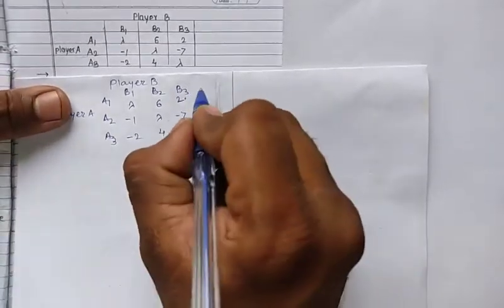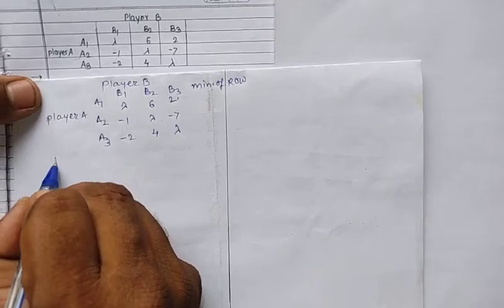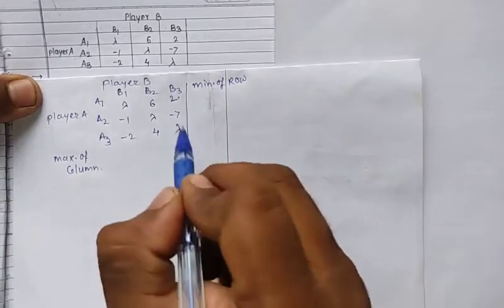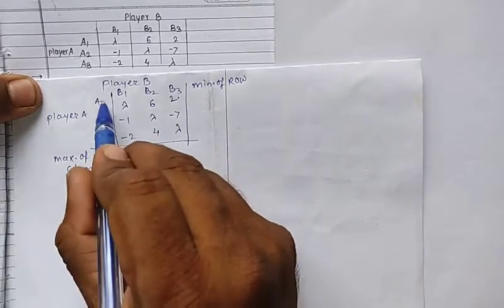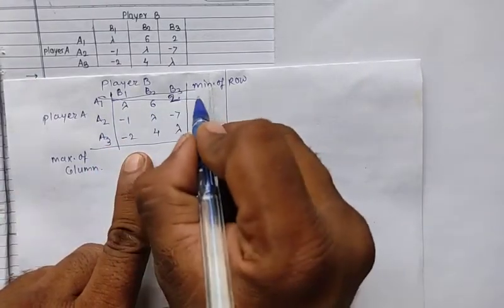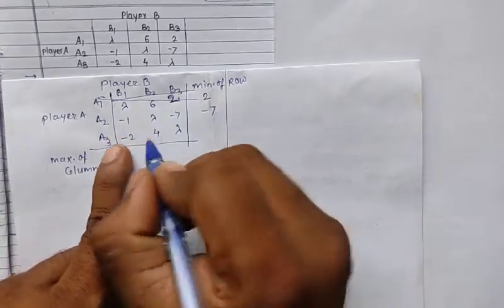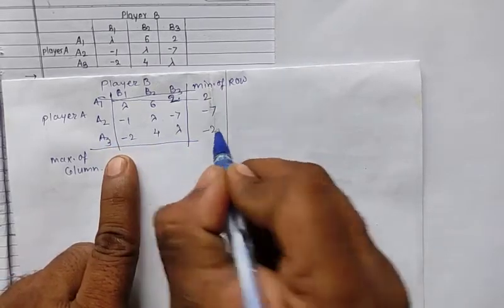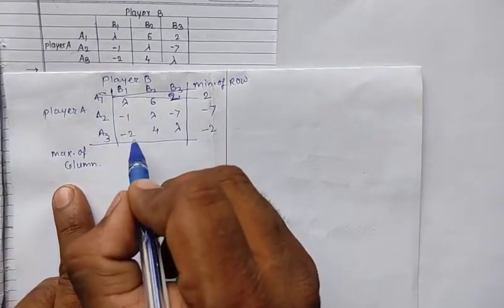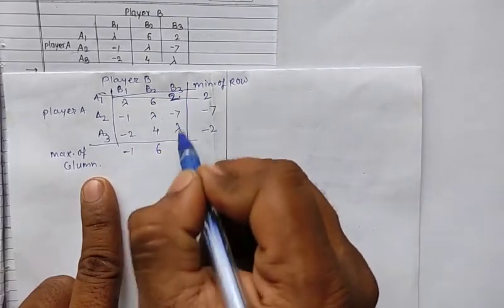Next find the minimum of each row, and next find the maximum of each column. The minimum of the first row is 2. The minimum of the second row is minus 7. The minimum of the third row is minus 2. Next find the maximum of each column. Among the first column, the maximum value is minus 1. Among the second, the maximum value is 6. Among the third, the maximum value is 2.